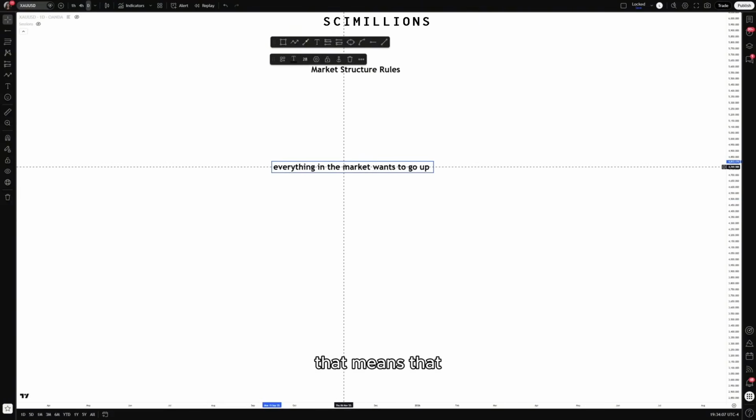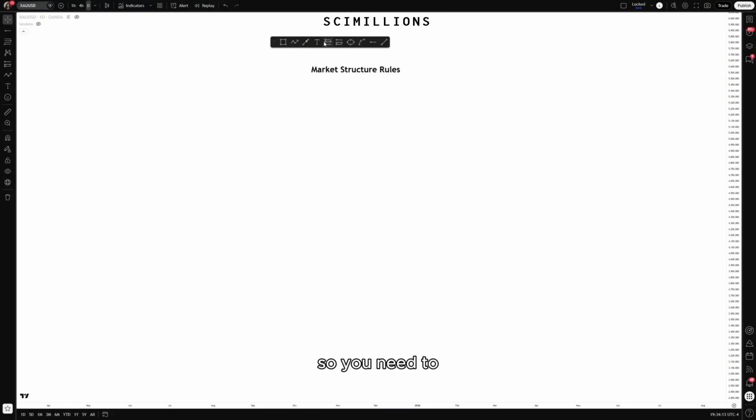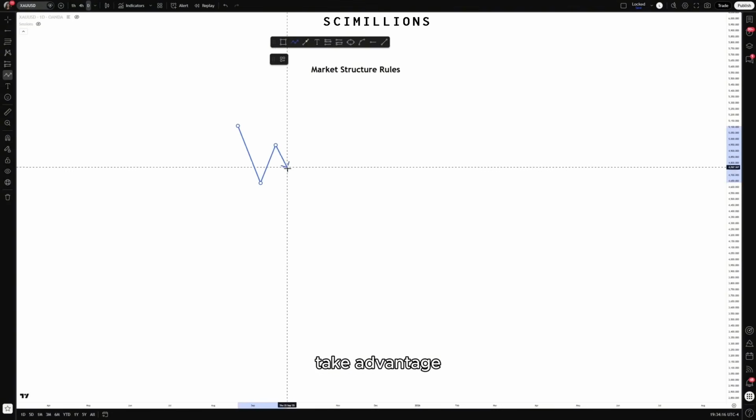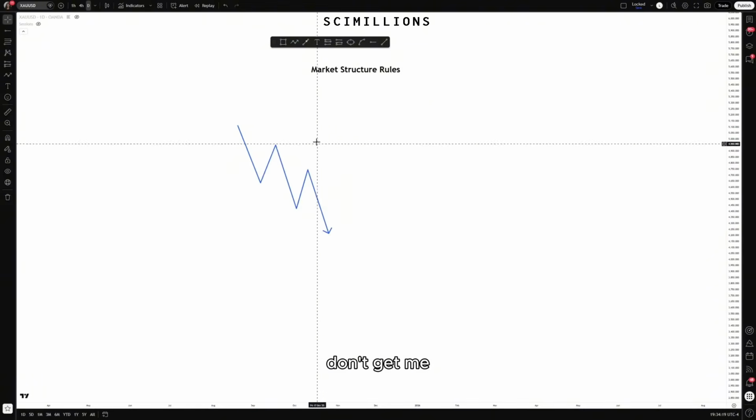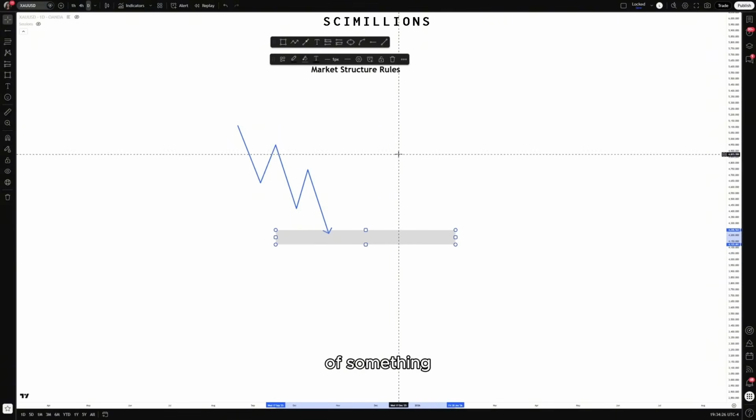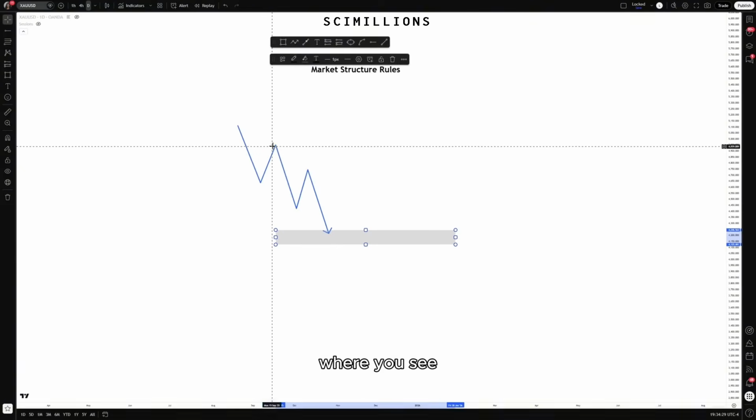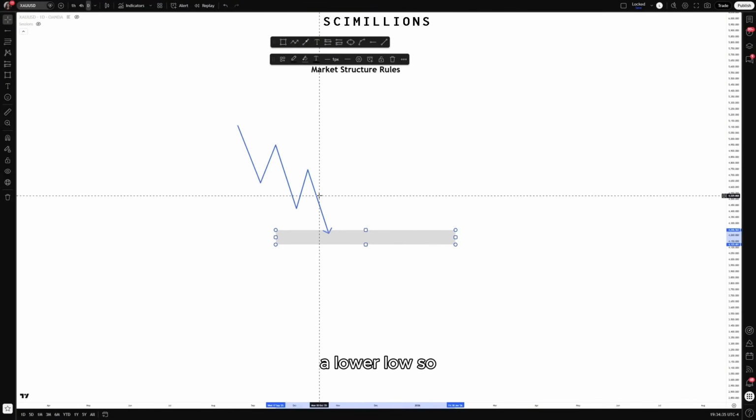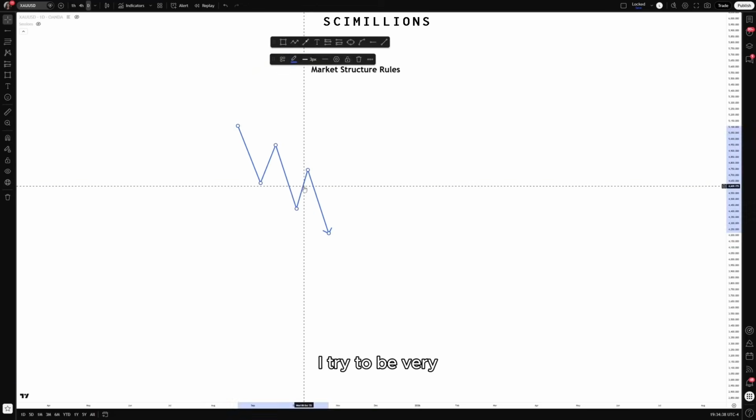And if it's going down, that means people don't see as much value in it right now and they're selling it, right? So you need to find levels where you can take advantage. You can always take advantage of sales too. Don't get me wrong, it's not always about buying price. If you think people are losing value in something, sell it, right? There will be times where you see lower highs building up, and if price makes a lower high, what is it going to make next? A lower low. So when it comes to all this, I try to be very, very patient.